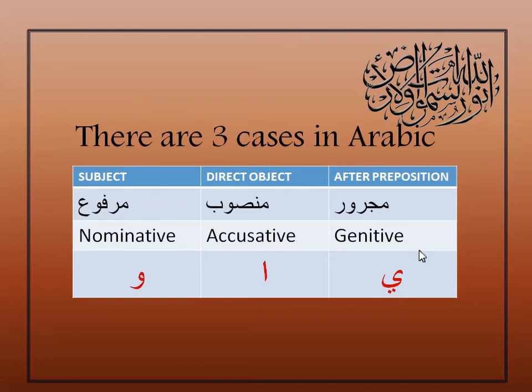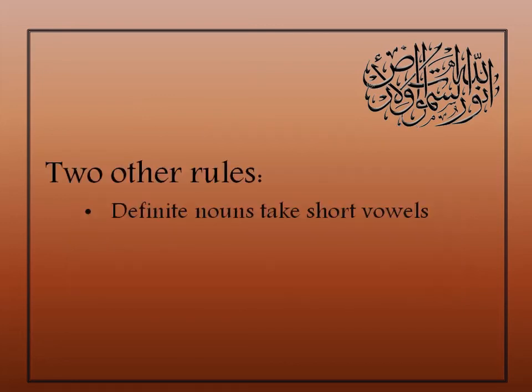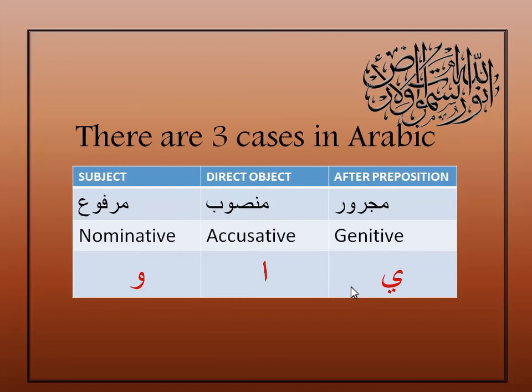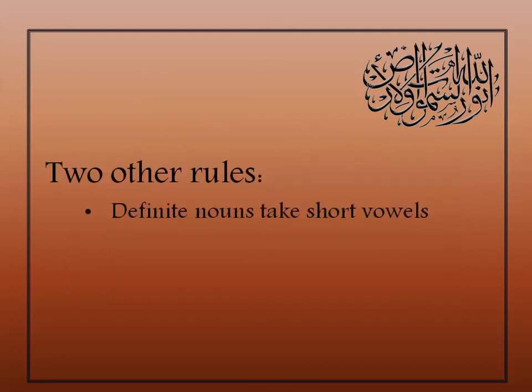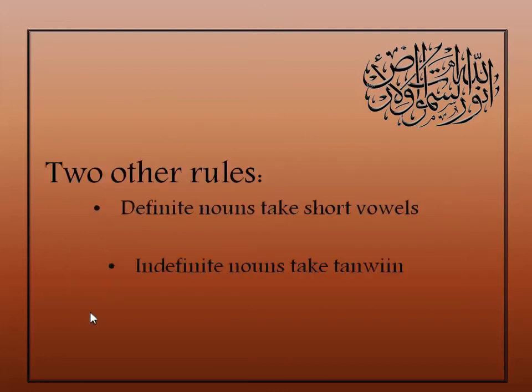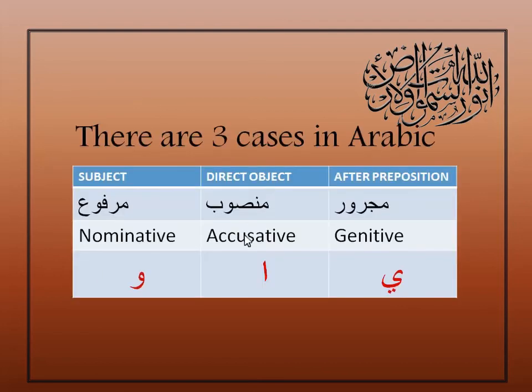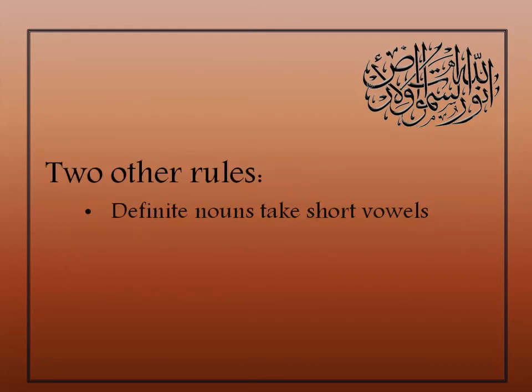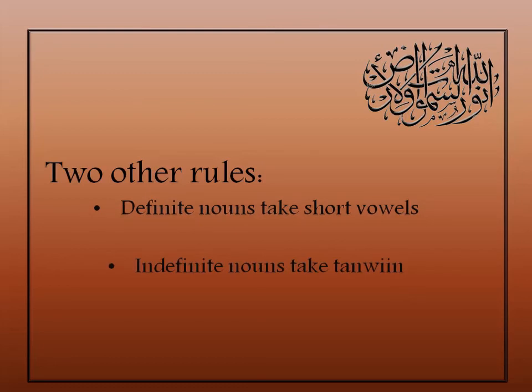3 cases, 3 vowels. There's just 2 other things you have to remember. Number 1, definite nouns will take short vowels, meaning the u, e, i. Indefinite nouns will take the tanween form, the un, an, in. Notice we haven't brought the long vowels into this yet. Okay, so I know you're just dying to see this in action, or just dying in general. Yeah, those are the 2 rules.